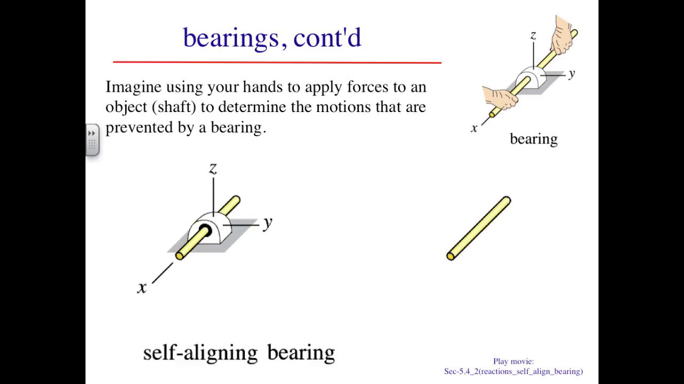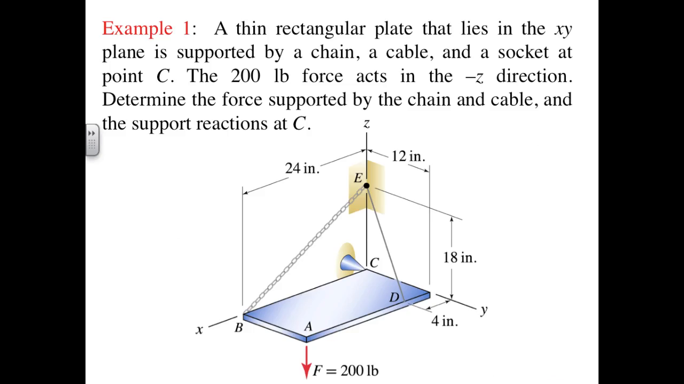Now let's look at several examples involving three-dimensional equilibrium of rigid bodies. In our first example, we have a thin rectangular plate that lies in the XY plane and is supported by a chain, a cable, and a ball and socket at point C. We have this 200-pound force acting in the minus Z direction, and we want the force supported by the chain and the cable as well as the support reactions at C. We might also mention that a chain will be like a cable in that it will only be able to support a tension and not a compression.